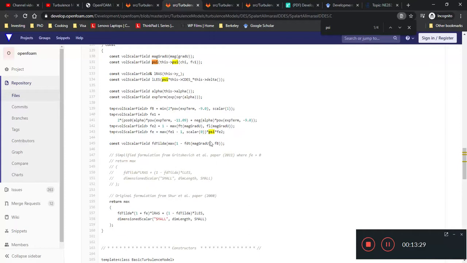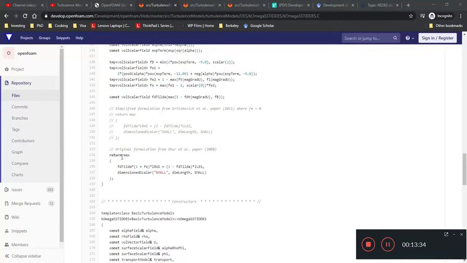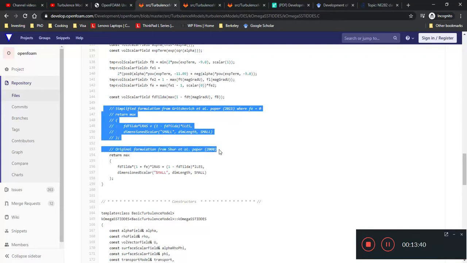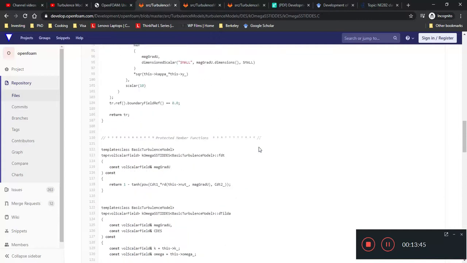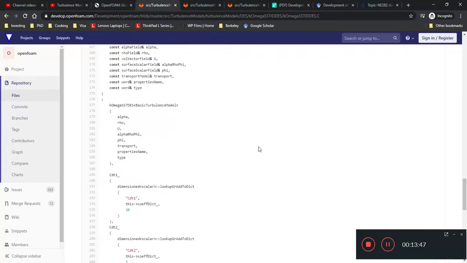Okay, we can go look for the correct one. Oh yes, you'll find the simplified version here, all in the comments as usual. It's the same as the Spalart-Allmaras C code. So yeah, this is not being used.